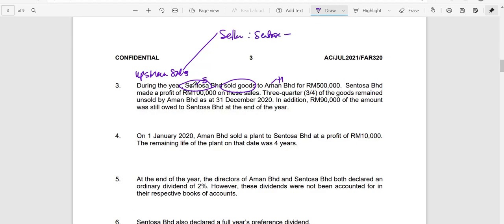So you need to go and look at what are any unrealized profit that you may have to eliminate. So you need to make provision for unrealized profit. In our case, the sale was 500,000, and the profit that was made on this sale was 100,000. That is important. And you are informed at the end 3/4 of the goods still remain unsold by Aman.